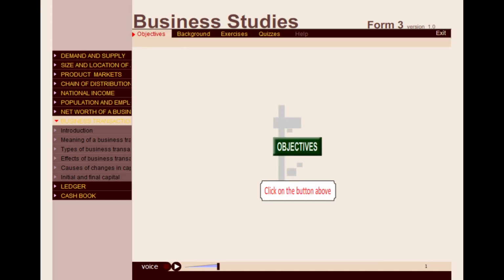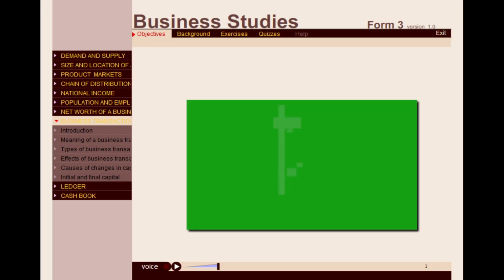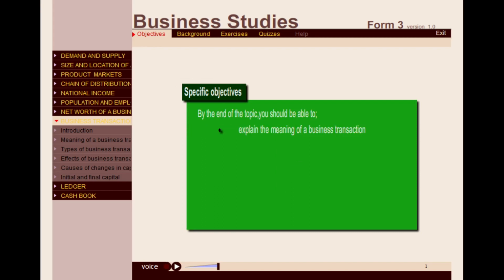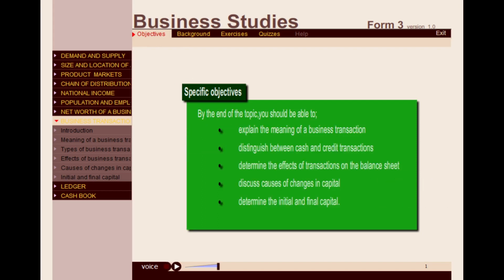Specific objectives. Explain the meaning of a business transaction. Distinguish between cash and credit transactions. Determine the effects of transactions on the balance sheet. Discuss causes of changes in capital. Determine the initial and final capital.